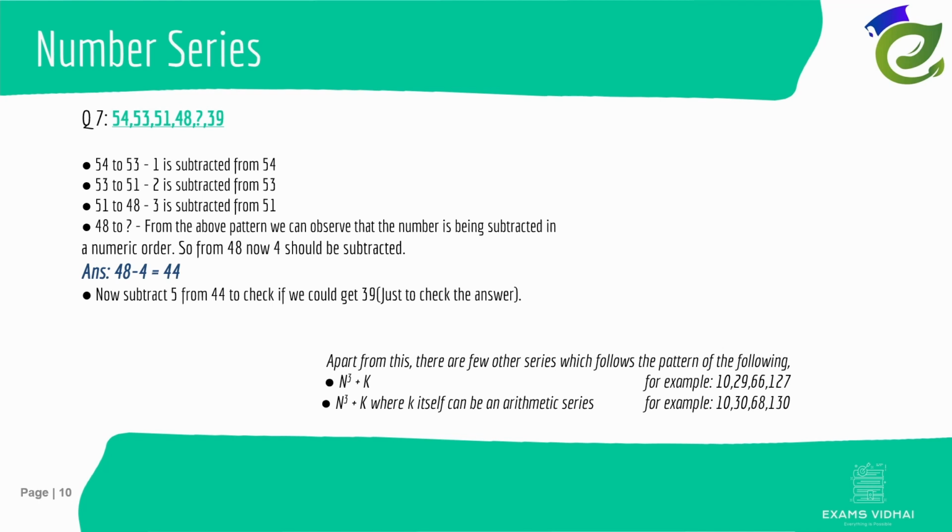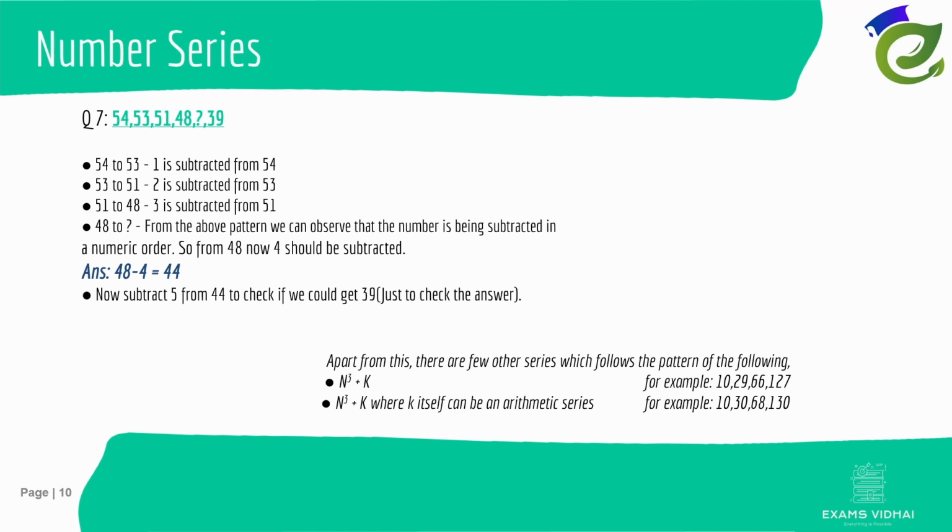From the above pattern, we can observe that the number is being subtracted in a numeric order. So from 48, now 4 should be subtracted. So our final answer is 48 minus 4, that is 44. Now you can also subtract 5 from 44 to check if we get the correct answer. See, 44 minus 5 equals 39. So our pattern is correct.